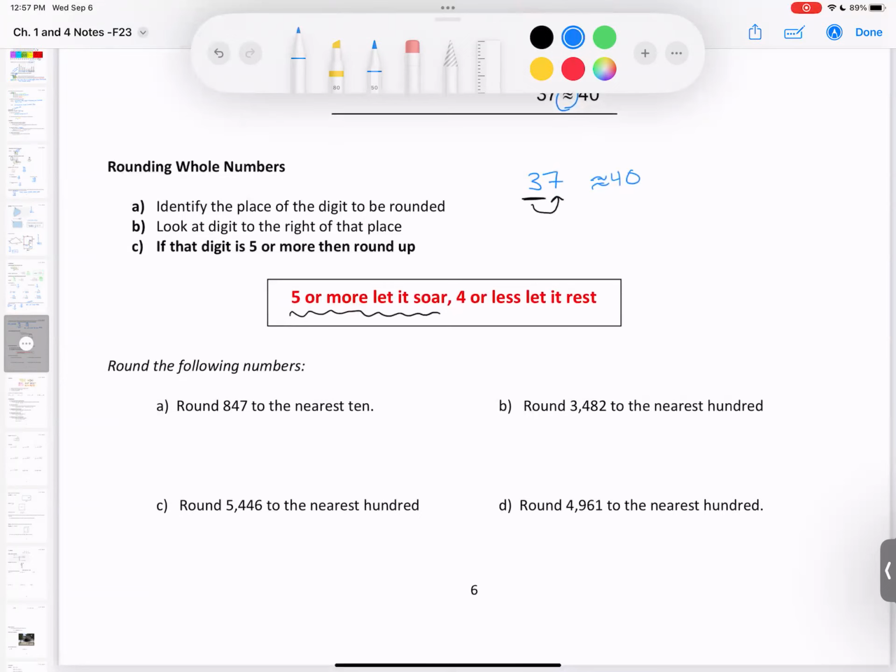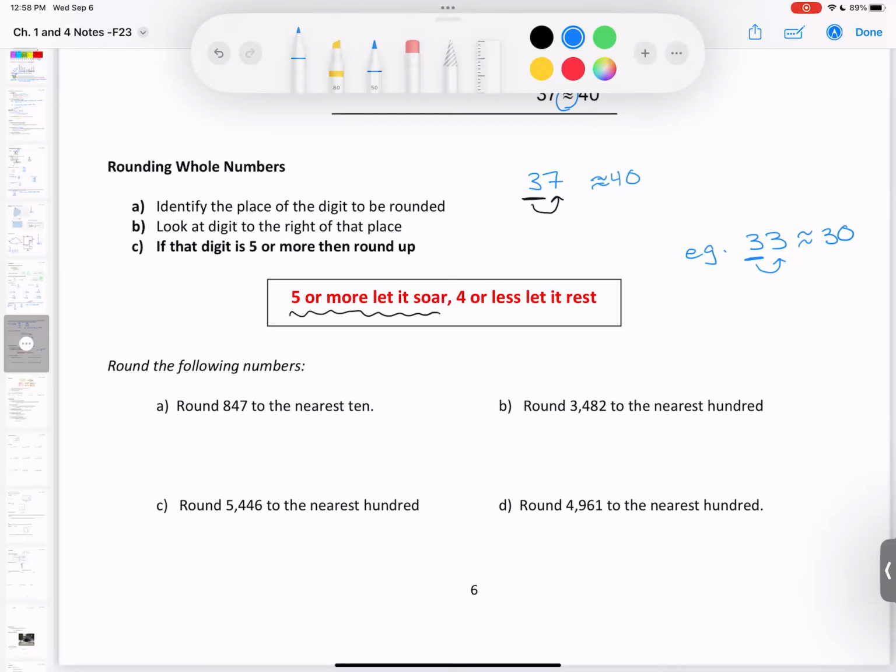I should say if the number's 4 or less, then the number is going to be closer to the lower of the, in this case, 10s. In this case, it would be 30, right? So for example, if you had 33, that's closer to the 30. So we're rounding to the nearest 10. We look at the digit to the right. Here, that is 4 or less, so let it rest. In other words, your 10's position stays as the 3, so it becomes 30.